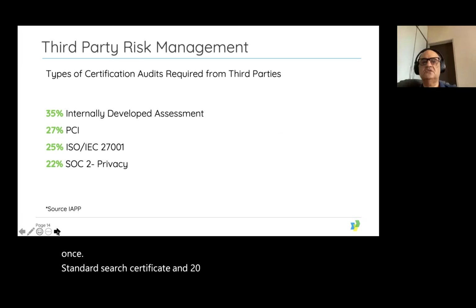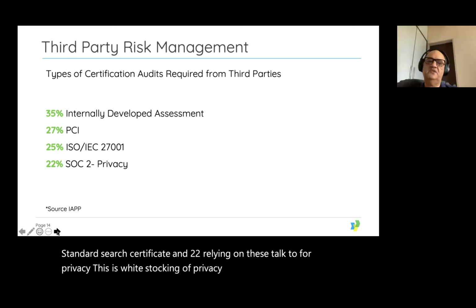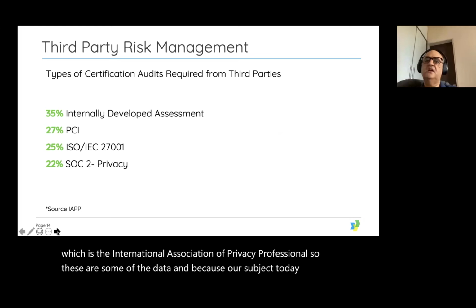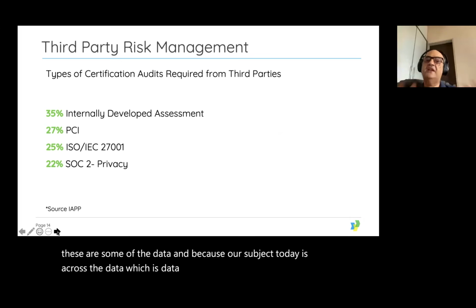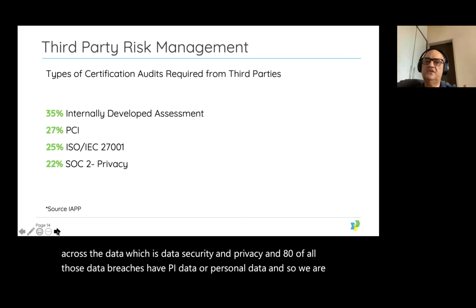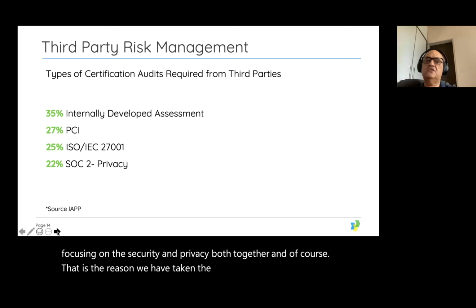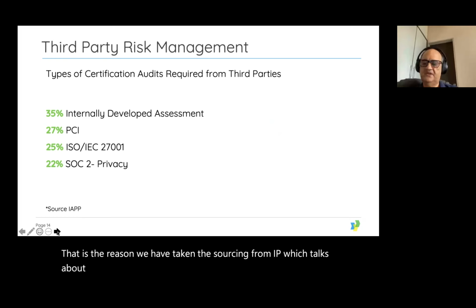22% relying on the SOC 2 for privacy. This is why it's talking of privacy, because the source is IAPP, which is the International Association of Privacy Professionals. So these are some of the data, and because our subject today is across the data, which is data security and privacy, and 80% of all those data breaches have PII data or personal data, and so we are focusing on the security and privacy both together. And of course, that is the reason we have taken the sourcing from IAPP, which talks about the privacy aspects involved in every data breach.